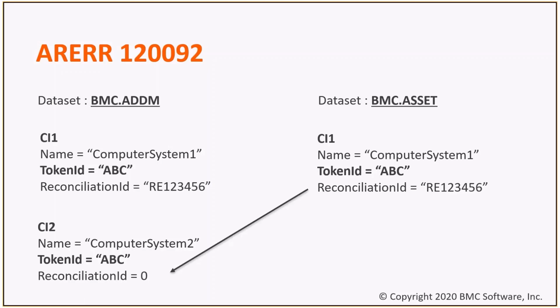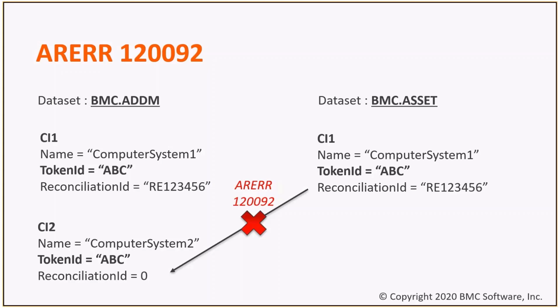Then reconciliation finds that one record is already there in the BMC Iridium dataset with the same recon ID, and then it throws ARERR 120092. That is, the dataset ID and recon ID combination is not unique. So you can't have the same recon ID for two CIs in the same dataset. This is as designed, to avoid duplicates in the source dataset.